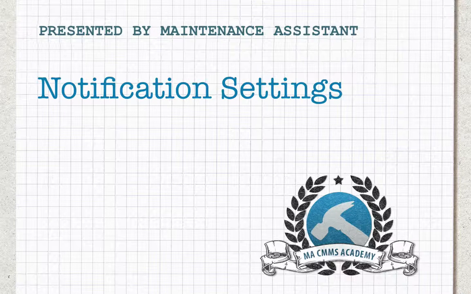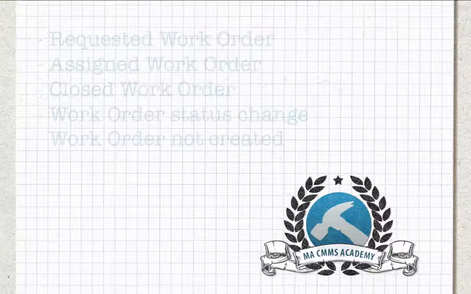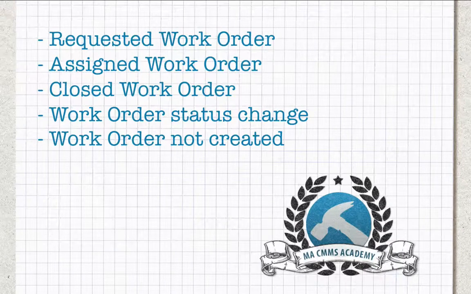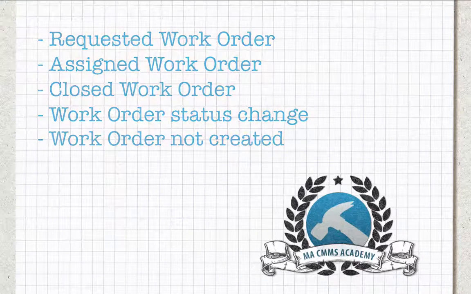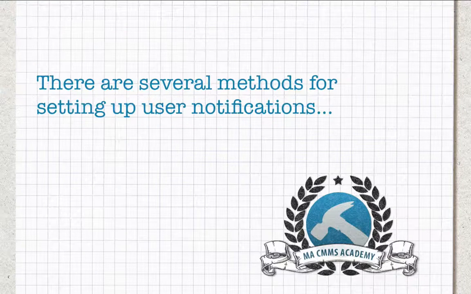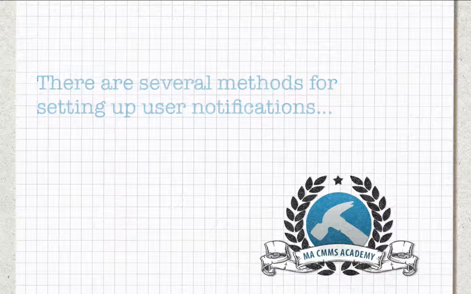There are a number of different notifications that can be sent regarding work orders. These include when a work order is requested, when a work order is assigned, when a work order is closed, and a few others. Setting up yourself or another user to receive notifications can be confusing because there are several methods for doing so. We'll outline them here.